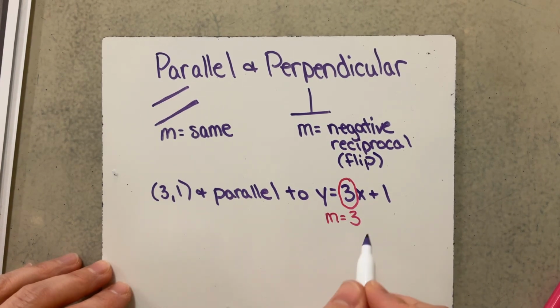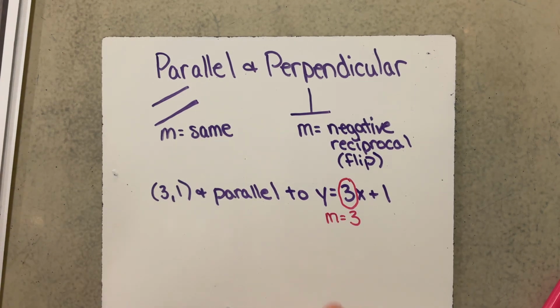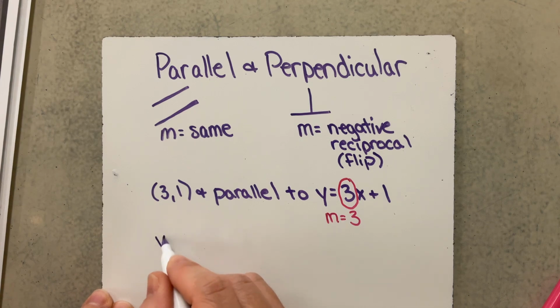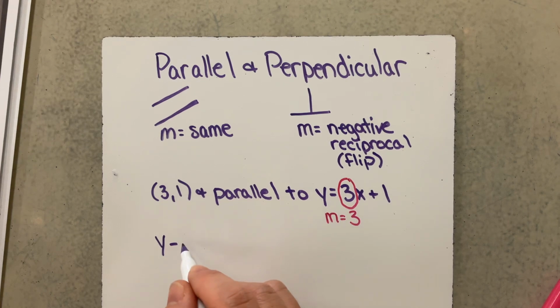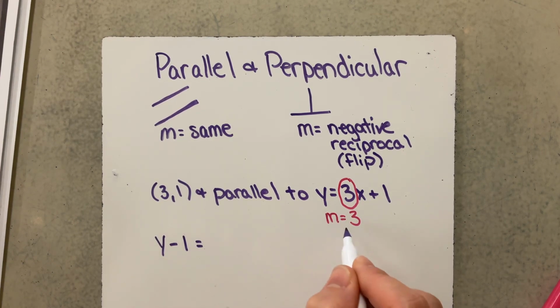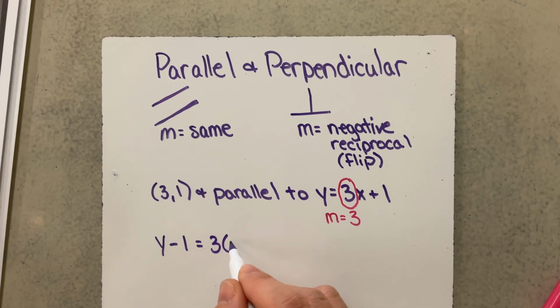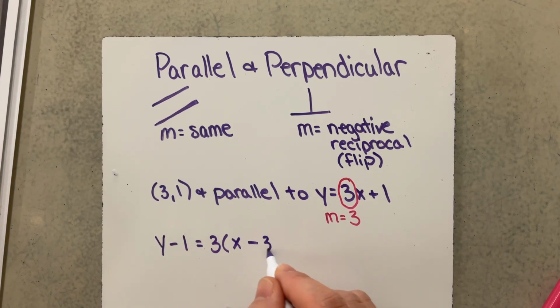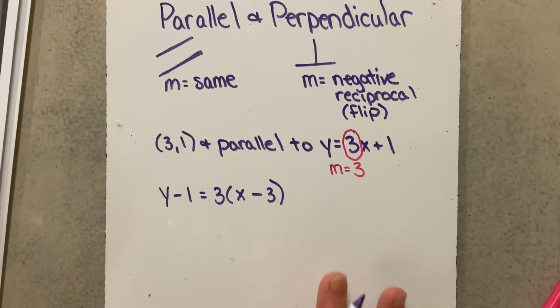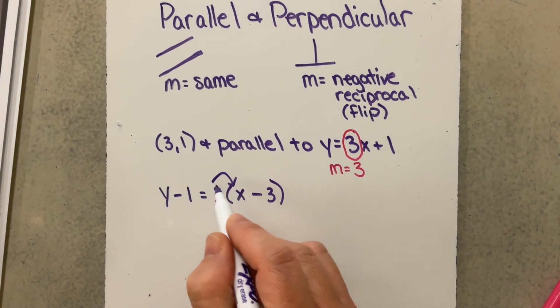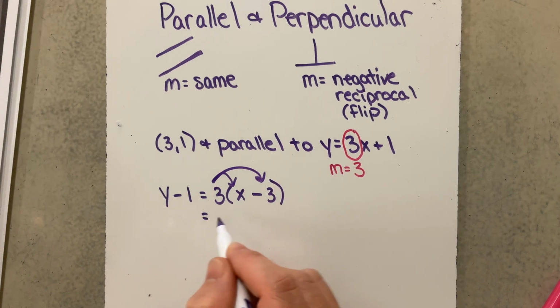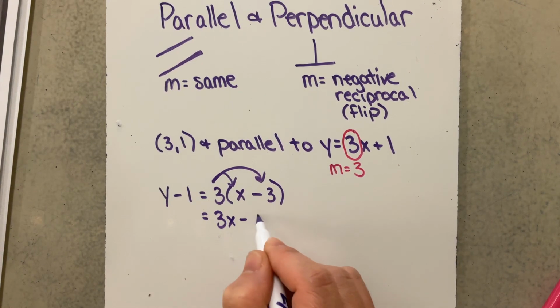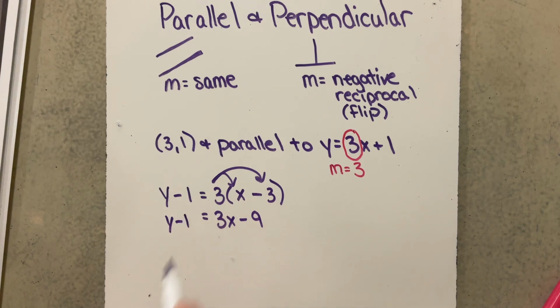I have a point, I have a slope. I'm going to use point-slope form, and then we will simplify it. So y minus my y1, which is 1, equals my slope times the quantity x minus x1, which is 3. Okay, I'm going to go ahead and simplify. So we're going to use our distributive property. That gives us 3x minus 9 and y minus 1.